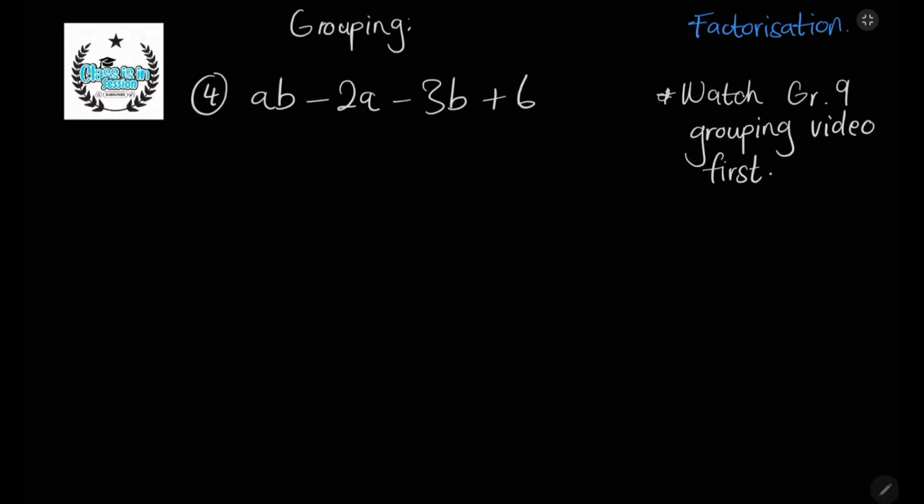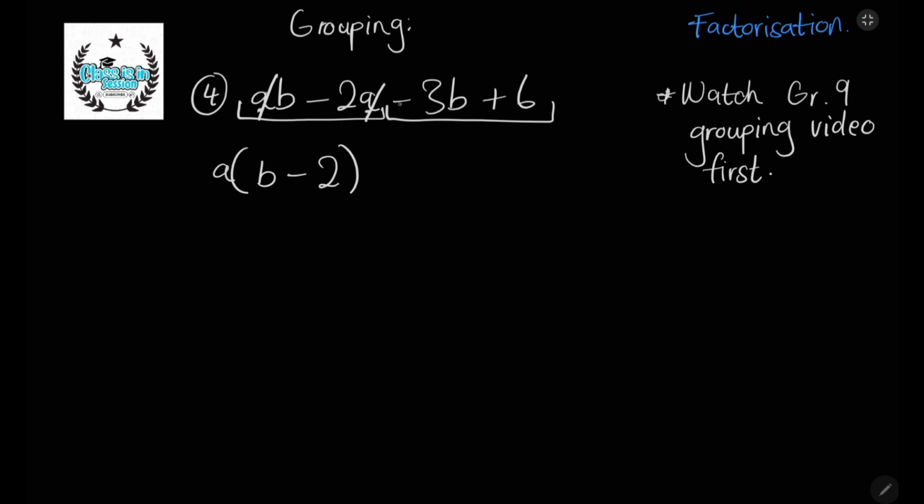Let's try ab minus 2a minus 3b plus 6. Let's pair the first two terms and the last two terms. ab minus 2a, we have a and a, so we can take out an a, open a bracket, this one gets cancelled, we're left with b minus 2, a divided by a.